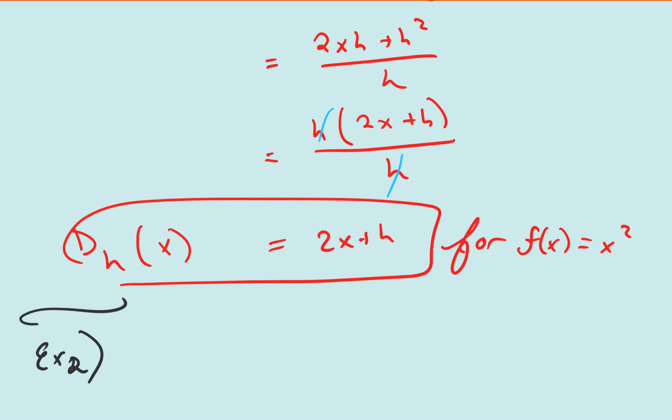Again, we have an h that is in common with the top, so I can factor it out. Notice h will cancel, and we're left with 3x squared plus 3xh plus h squared. And this is the difference quotient for the function f(x) equal to x cubed.